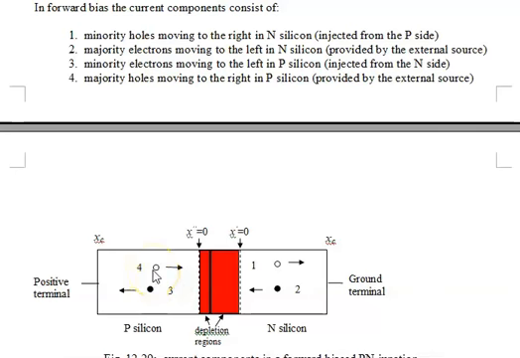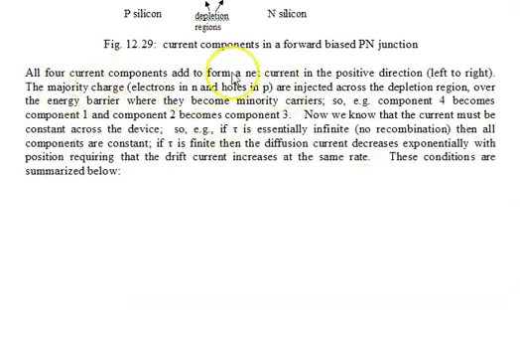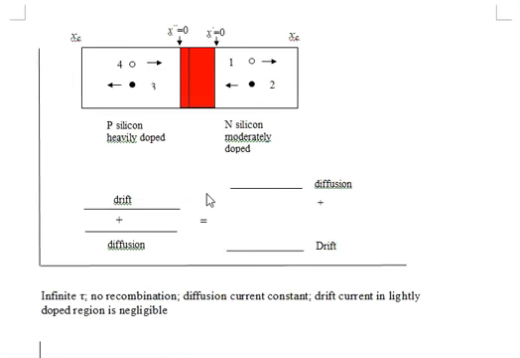Holes on the P side, they're the ones that move by drift, and they move from the P side into the N side, where they become minority carriers. So we have drift turning into diffusion. And that is illustrated here by just basically what we've been talking about. So we'll repeat it. And the conditions are summarized below.